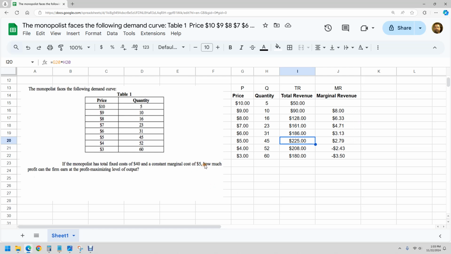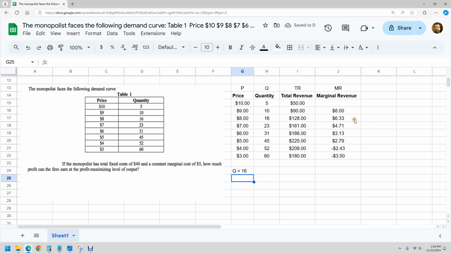To find the profit maximizing quantity, I'm just going to go down and say to myself, if the marginal revenue is 8 and marginal cost is 7, should I produce it? The answer is yes. Marginal revenue is higher than marginal cost, so I should produce it, but then I should stop there. So the answer to this question is that a profit maximizing monopolist should produce 16 units.